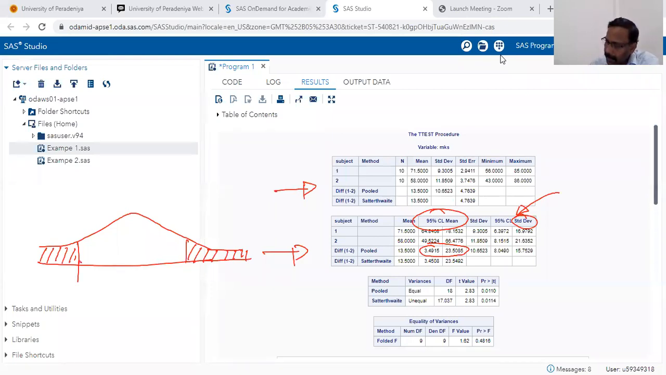Now my upper value and the lower values are given there. The lower value is 3.49. I will simply write it as 3.49. Upper value 23.51. So this is my upper value and the lower value. So this is the confidence interval. So we can say I'm 95% confident.